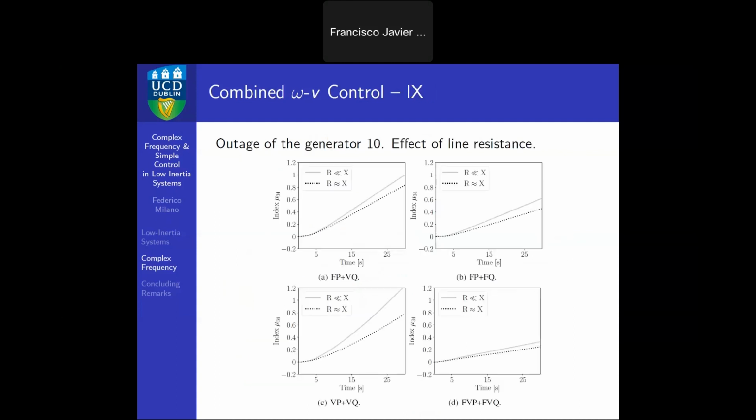This is the effect of the network being more resistive, so distribution systems. This is the classical transmission. This is with distribution. Now the differences change because of the network, but it tends to be more efficient. So you see that when R is similar to X, then the index is always lower. So the efficiency of this control improves in distribution systems.